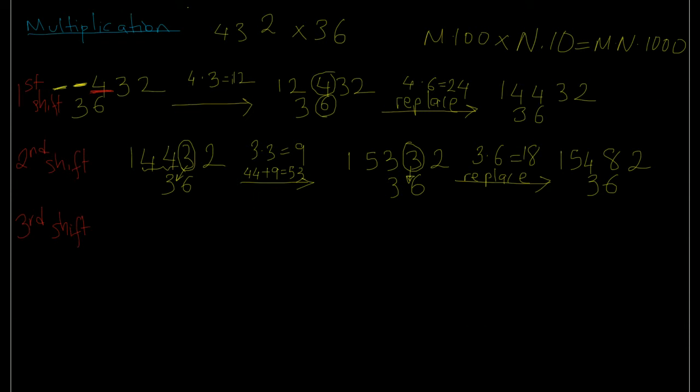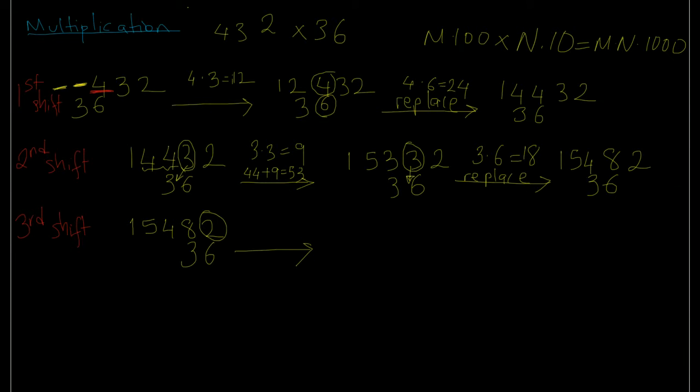Okay, we take the result from the second shift, except that we move the bottom number to the right, and now the multiplier will be the unit digit of the top number, 2. So now we'll multiply 2 by 3 and then by 6. And we repeat the same things that we did before.